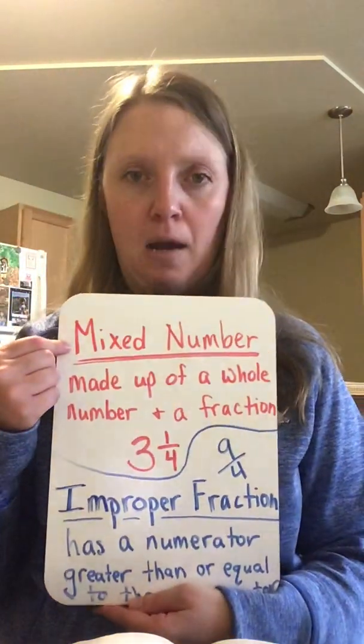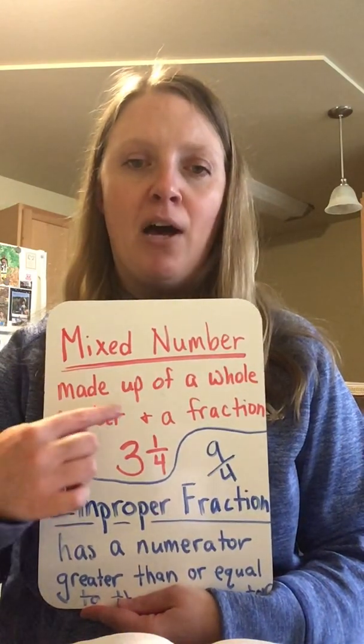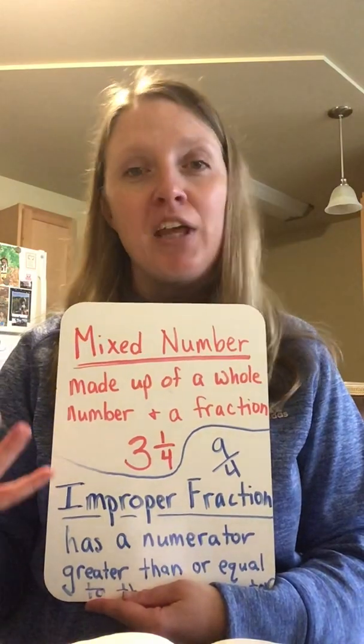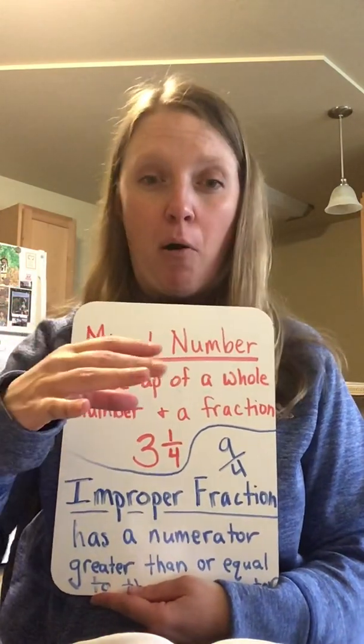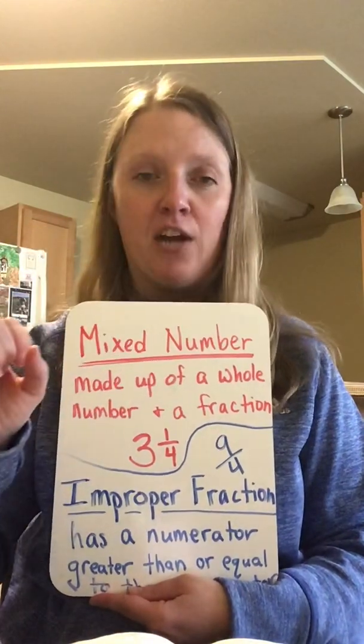So a mixed number. A mixed number is made up of a whole number and a fraction. So you can think of it as being a mix of both. It includes a whole number or just a regular number and a fraction.